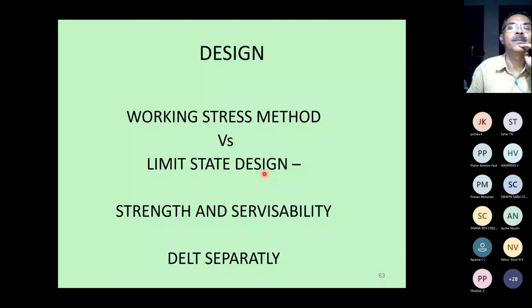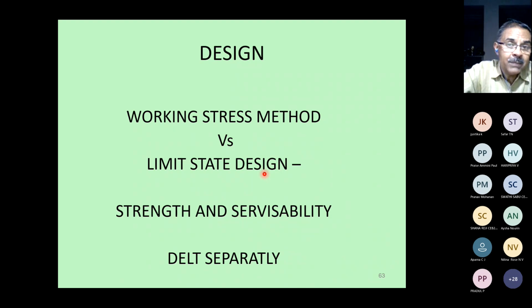Now, coming to how we proportion or size these members, the design of the elements. When we come to design, from the loads to the structure to the design, you can see we use different methods of design. Some of them you might have studied, some of them you will be studying. So originally, what we used is a working stress method or allowable stress method.